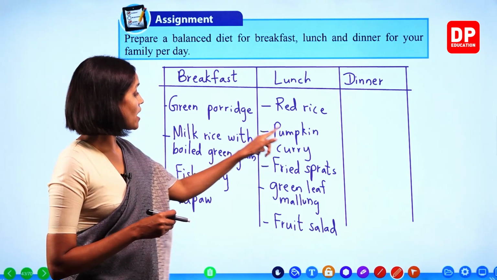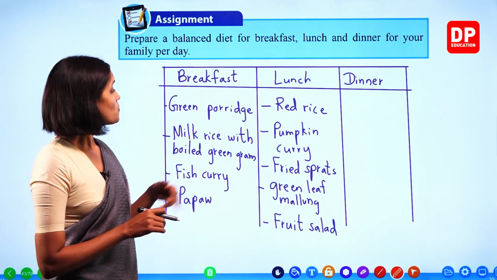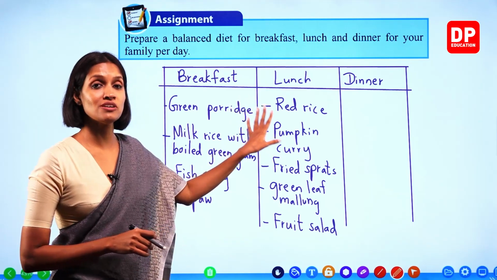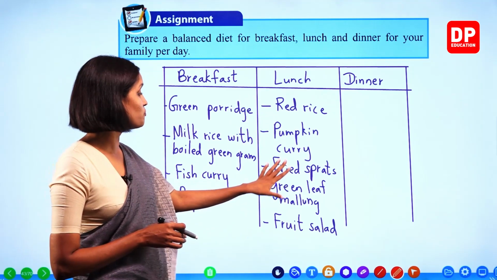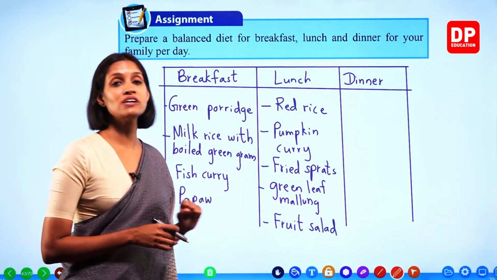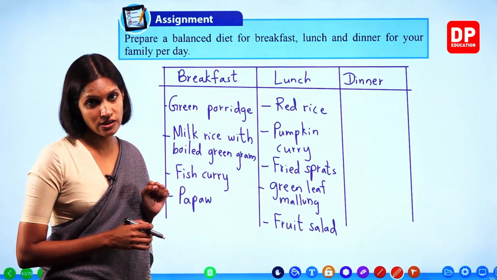Then fats, because it's fried sprats, it gives you lipids as well, right? Pumpkin has a lot of vitamins and minerals, especially vitamin A is there, right? Green leaf mallow also contains a lot of vitamins and minerals. Fruit salad also contains vitamins and minerals. Pumpkin contains carbohydrates as well.